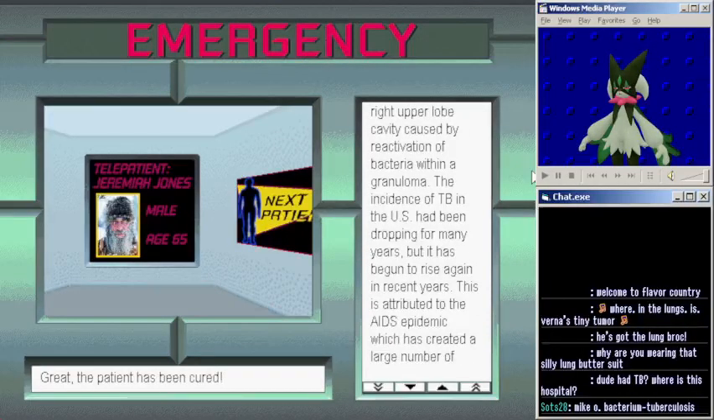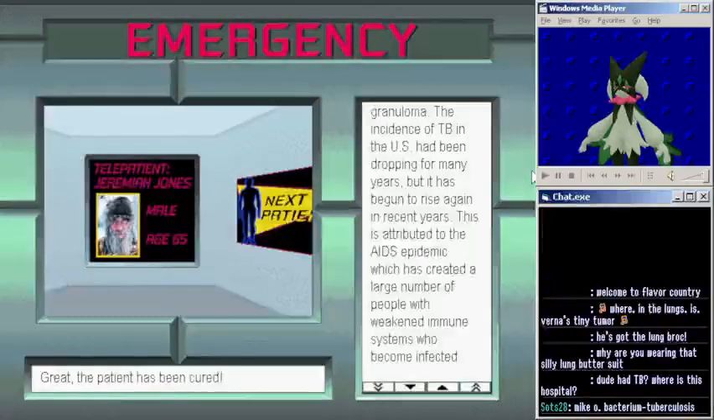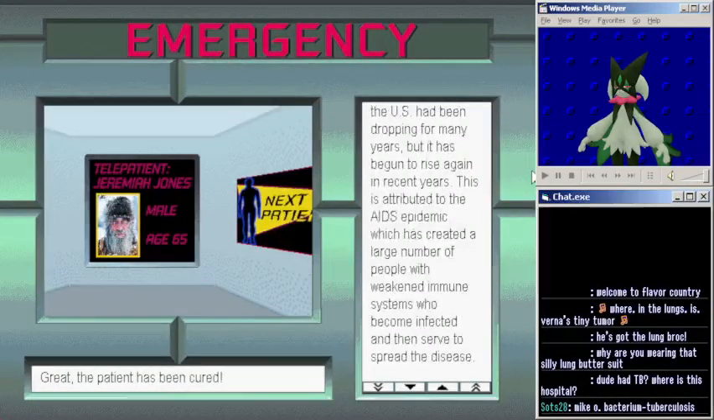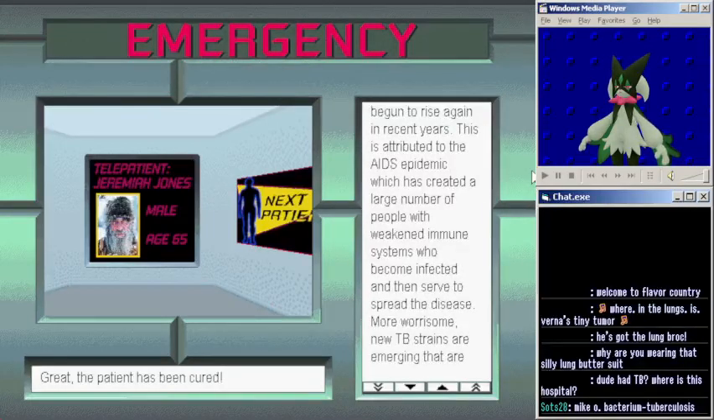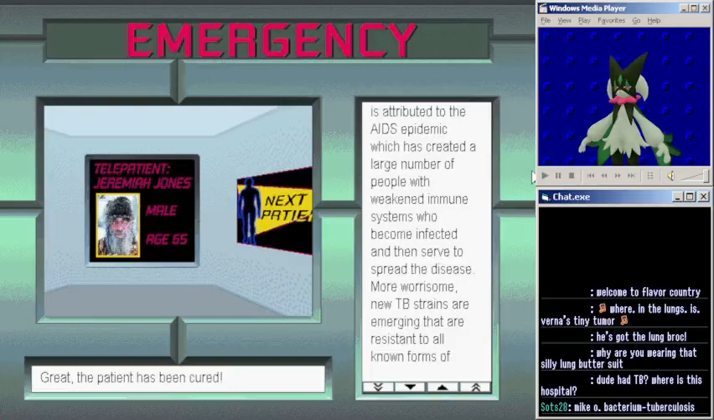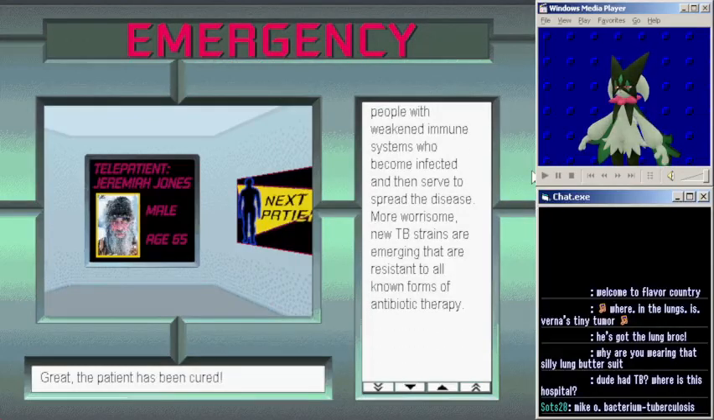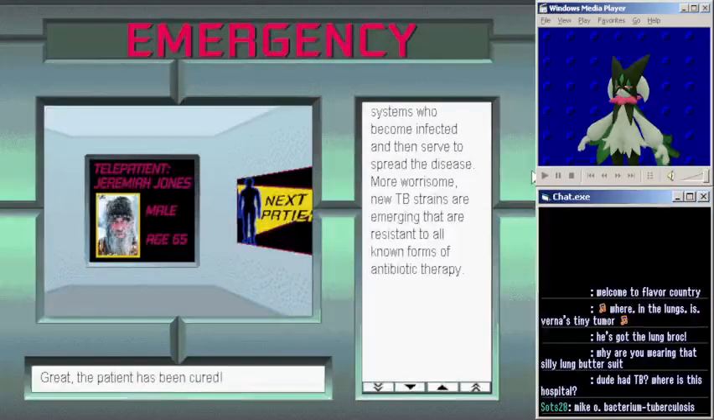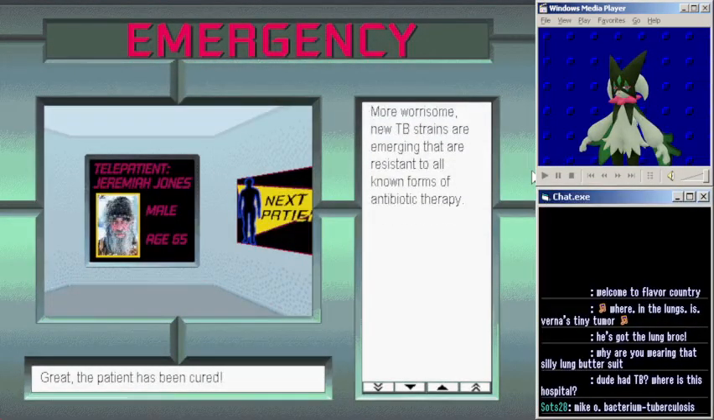The incidence of TB in the U.S. has been dropping for many years, but it has begun to rise again in recent years. This is attributed to the AIDS epidemic, which has created a large number of people with weakened immune systems who become infected and then serve to spread the disease. More worrisome still, new TB strains are emerging that are resistant to all known forms of antibiotic therapy.